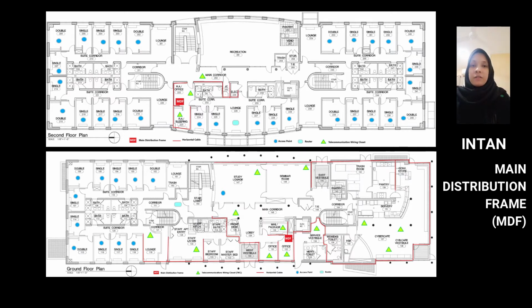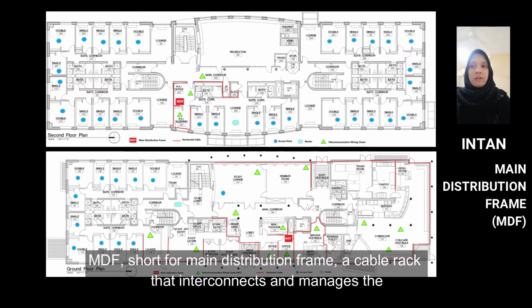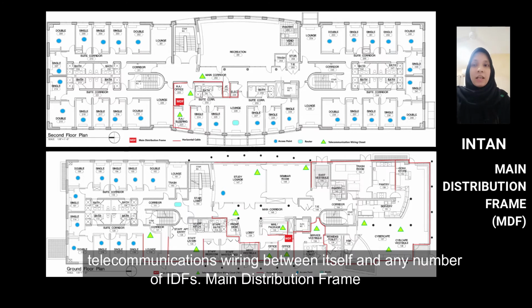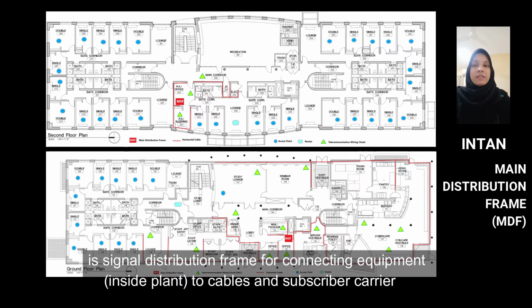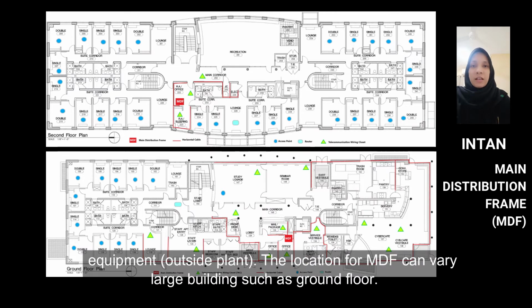Okay, based on the floor plan that is given, I would like to describe the MDF, which is short for main distribution frame, a cable rack that interconnects and manages the telecommunication wiring between itself and any number of IDF. Main distribution frame, or MDF, is a signal distribution frame for connecting equipment which is inside plants to cables and subscriber carrier equipment which is outside plants.